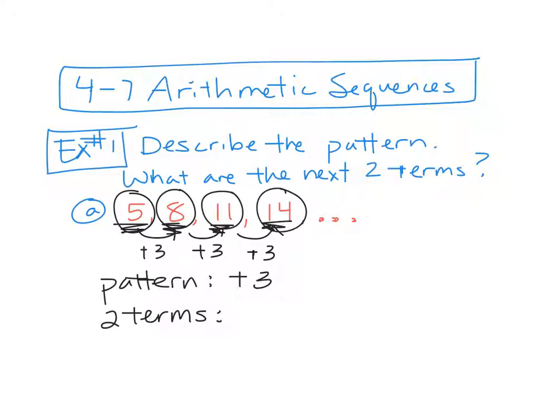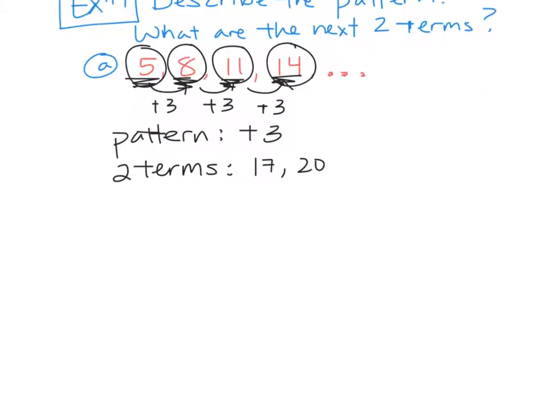What would come after 14? 17. And what would come after 17? 20. Okay, so they're going to ask you for the pattern and the next two terms. That's what you're giving. Questions on that? No. Okay, what about this one?